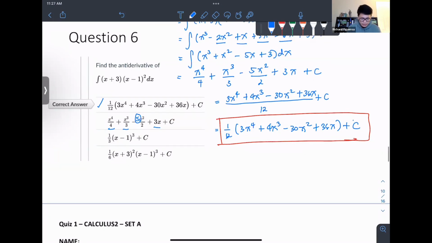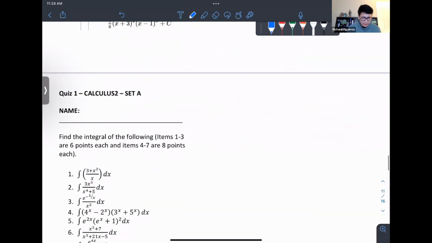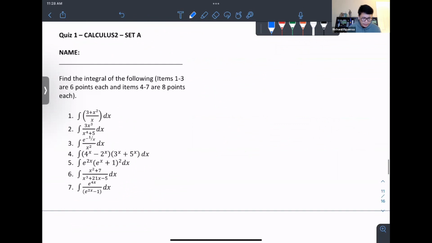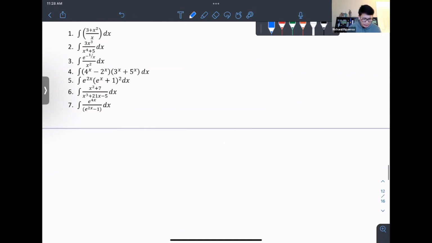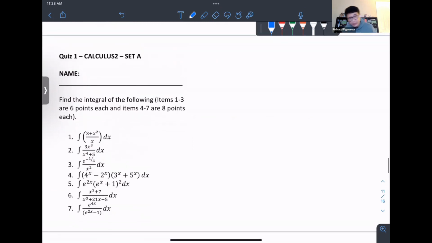So let's now proceed with part 2. I'll be solving set A and set C. Set A and set B are quite the same, they just have different givens. Similarly, set C and set D are just the same. Therefore, I'll be solving set A and set C only. Let's start with set A.